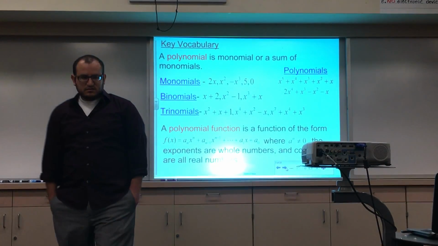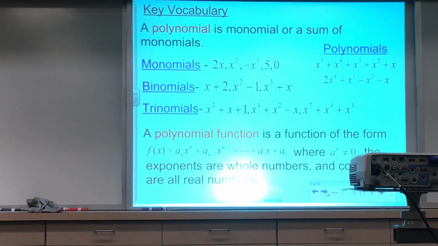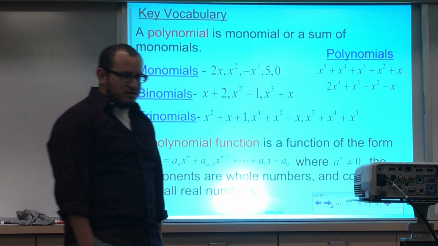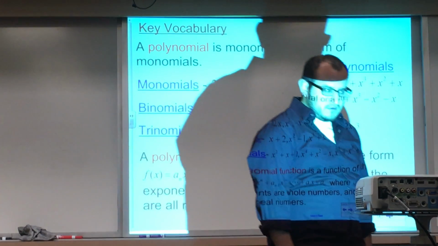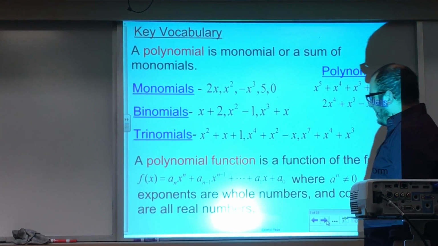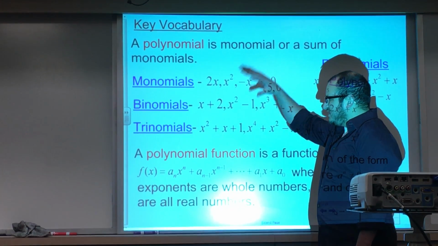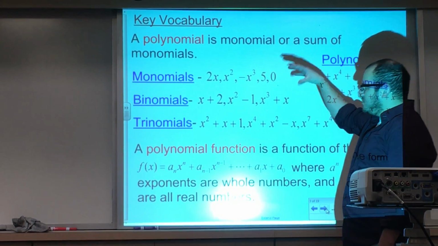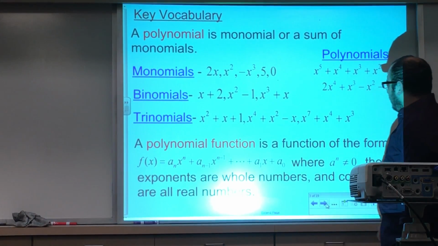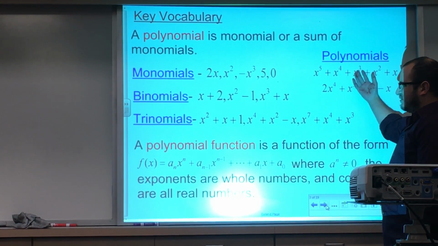Just some basics. What is a polynomial? It's just a sum of monomials. Mono means one, so one term. Those are some examples up there. Binomials, this is also a polynomial. These all fall under polynomials. Then we have trinomials, 3 terms. Or anything above trinomial is just known as a polynomial.